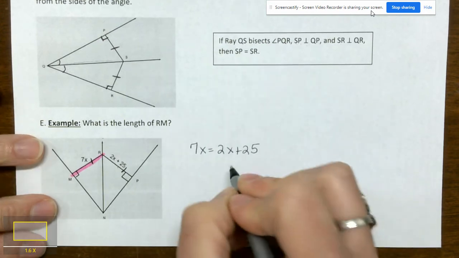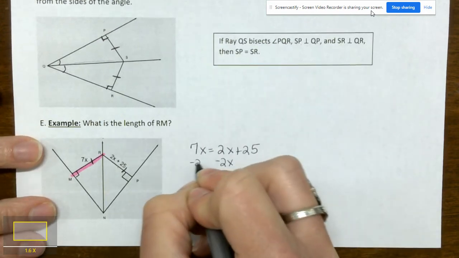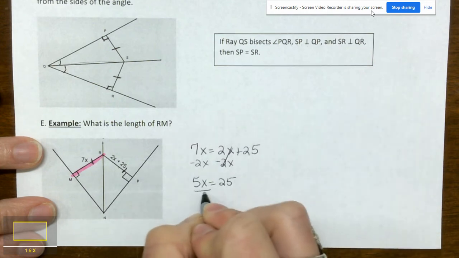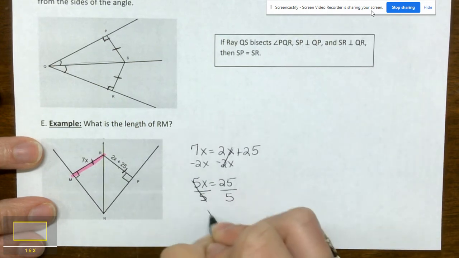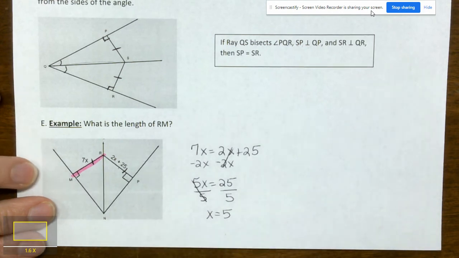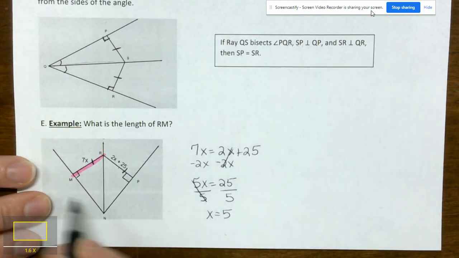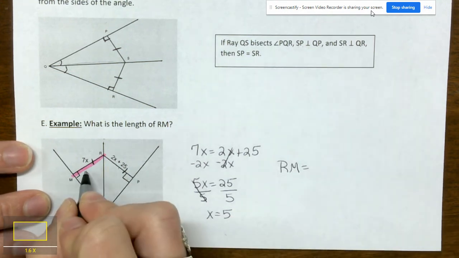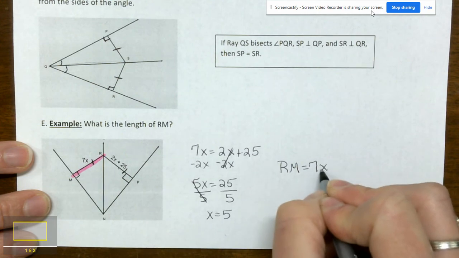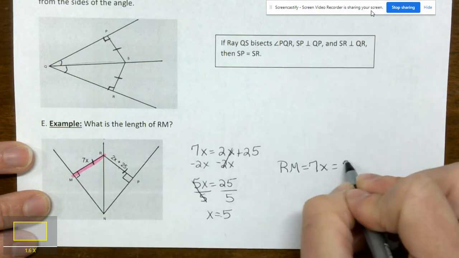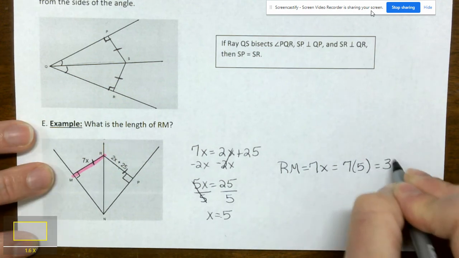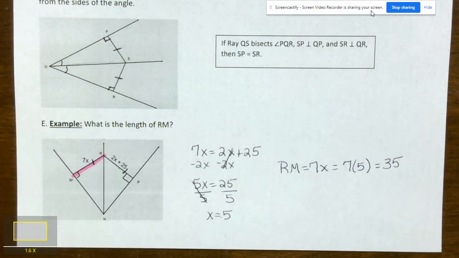We're going to solve for x. So subtract 2x from both sides. That gives us 5x equals 25. Divide by 5 on both sides, and we get that x is equal to 5. Now, once you find your x, we're looking for RM. RM is equal to 7x, but now I know what x is. It's 5. So I can replace that x with a 5, and I would get 7 times 5, which is 35. So the length of RM would be 35.